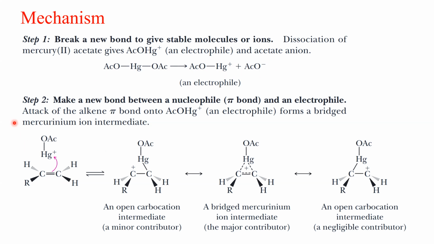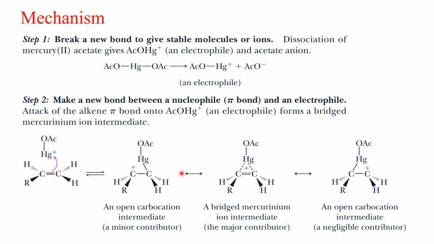So now step 2 is to make a bond between a nucleophile, the pi bond, and an electrophile. And we know this is the electrophile and this is the nucleophile. So it attacks on this side, and these pi electrons will make a bond with that mercury.